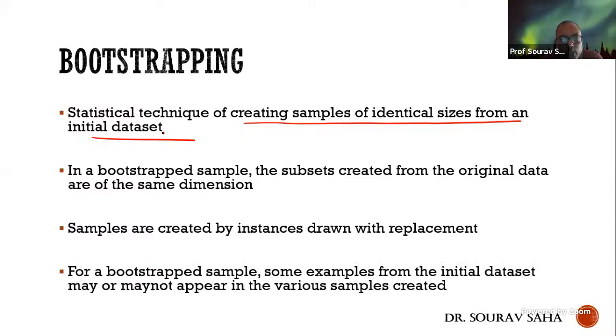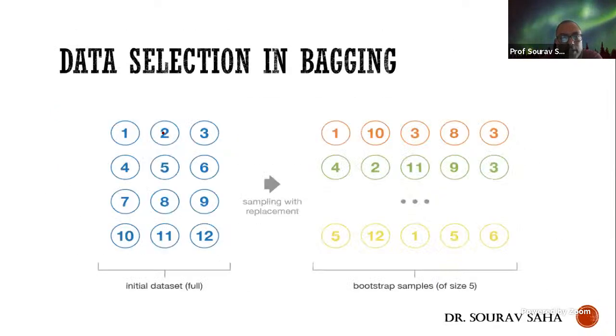Let me show you an example. This is your data, and from these 12 data points you are creating bootstrap samples of size 5. In the first sample you see 1, 10, 3, 8, 3, so 3 has come up twice. Next, 5, 4, 2, 11, 9. Like this I create multiple samples. In the last one you see 5, 12, 1, 5, 6. 5 has appeared twice because it is sampling with replacement. That is how I create these bootstrap samples.